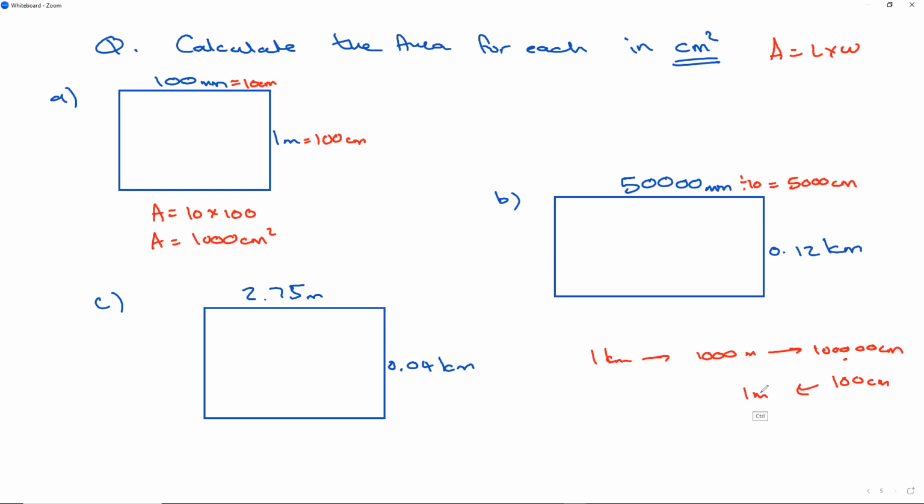So if I've got 1 kilometer, I want to convert it into centimeters. I have to multiply it by 5 zeros. So 1, 2, 3, 4, 5 zeros, 100,000. I'm going to end up with 1, 2, 3, 4, 5. So that comes to 12,000 centimeters.